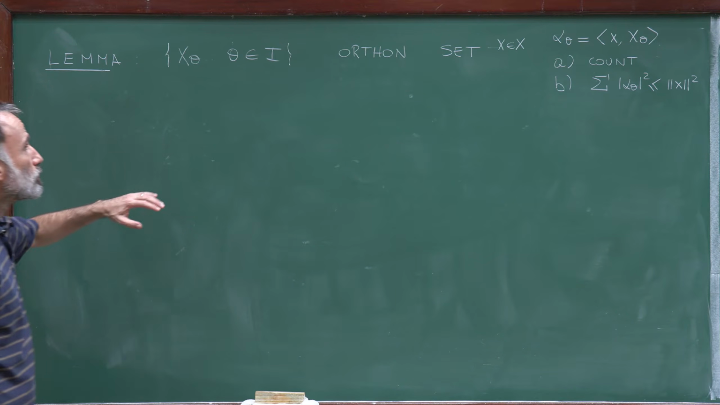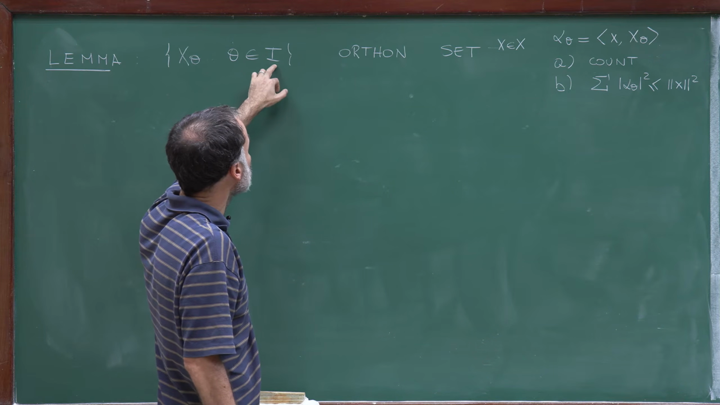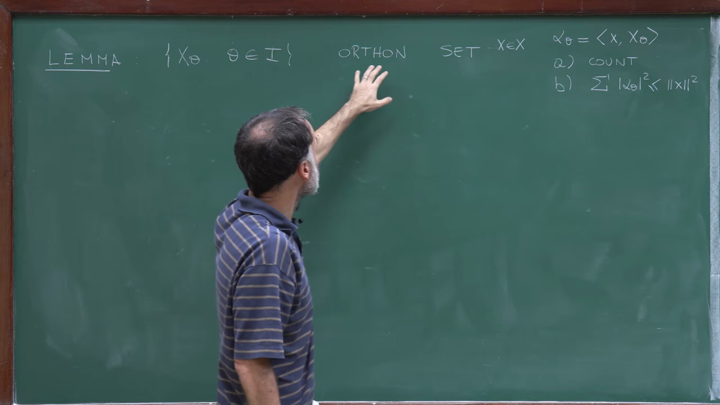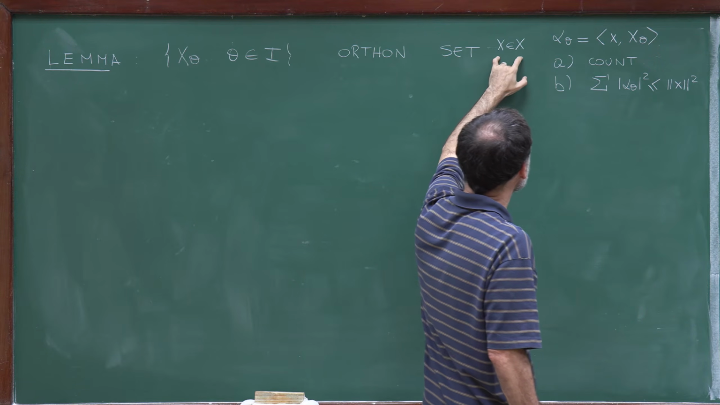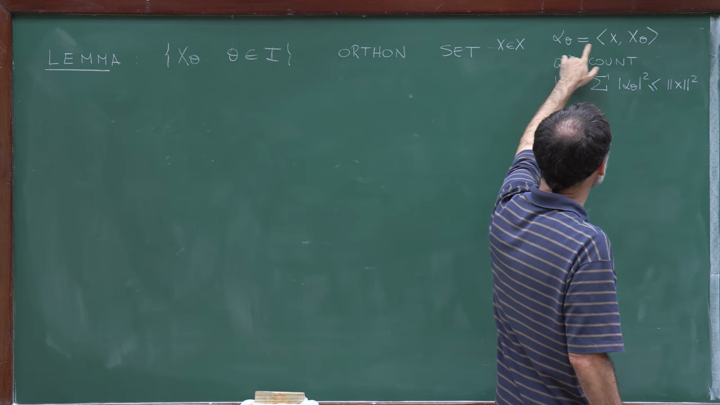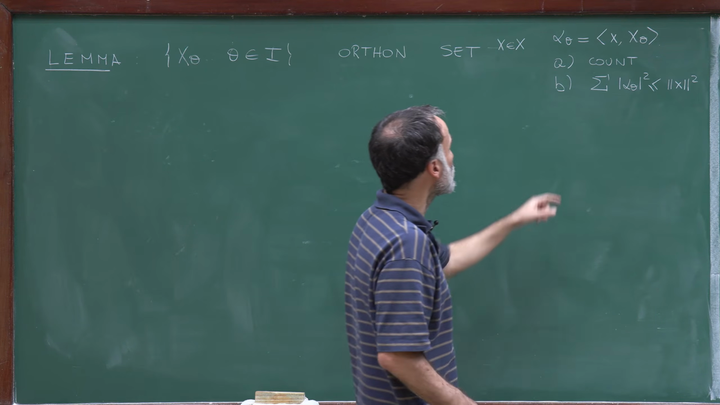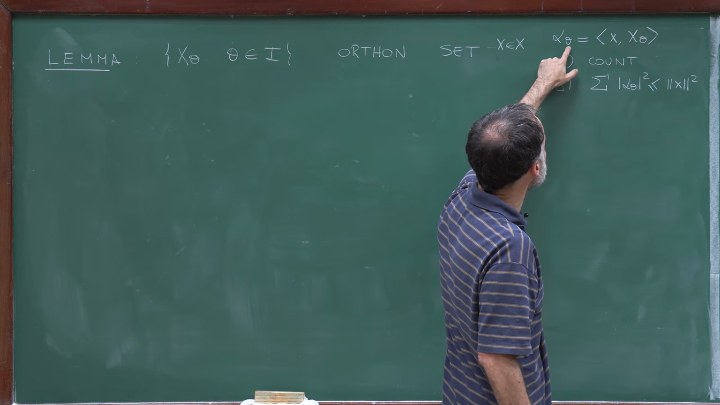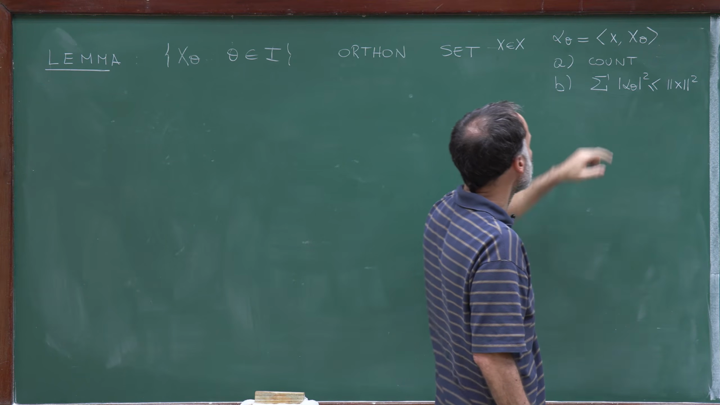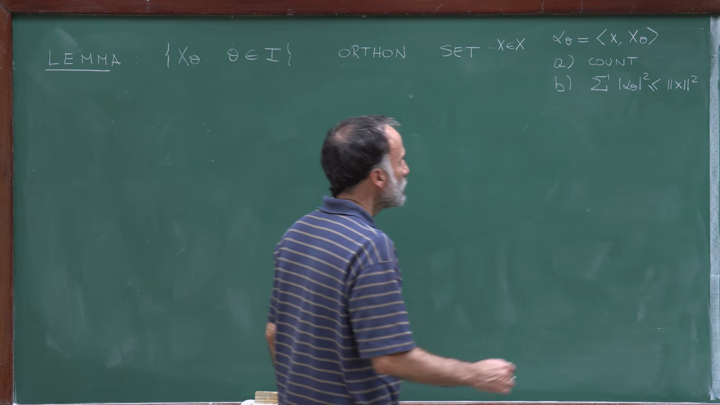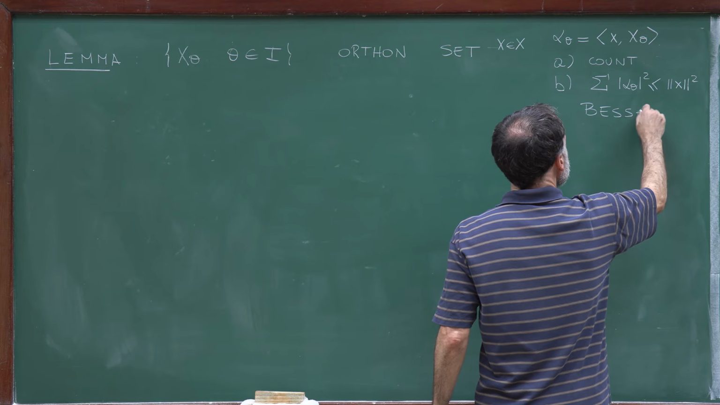So I rewrote here what we have. We have this family, I here may be uncountable. This is an orthonormal set. So I now fix an x in our Hilbert space X. I define alpha theta as the scalar product of x with x theta. What I want to show is that the family of theta for which this is different from 0 is countable, and that we have this bound. By the way, this bound is called the Bessel inequality.